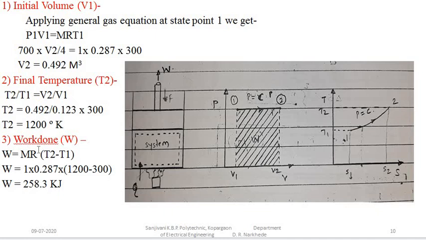Now the third parameter is the work done. We have to calculate the work done for the constant pressure heat addition process. So W is equal to, we have derived the equation for the work transfer, m R into T2 minus T1. Here mass is 1 kg into 0.287 is the R value into the final temperature 1200 minus 300. So W is equal to 258.3 kilojoule. This is the total work transfer, because in this formula we have included the total mass. Therefore this is a total property, in kilojoule.